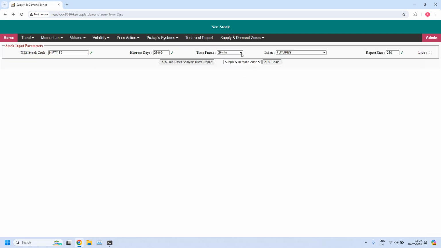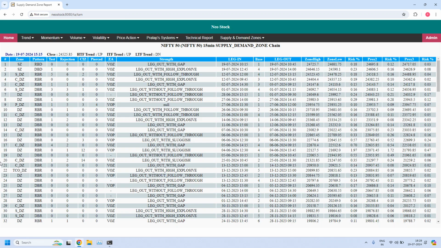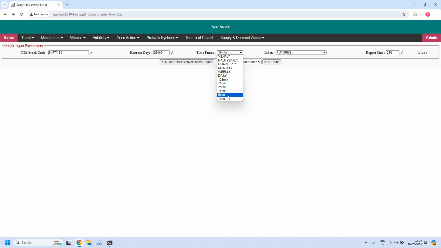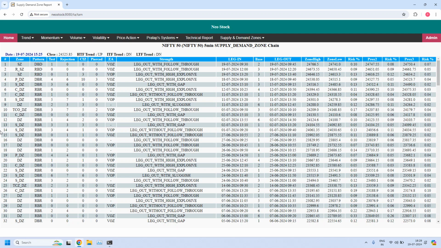Okay, the next time frame is 15 minutes. Now I am generating the 15 minute supply demand zone chain for Nifty. Okay, let me go back, changing the time frame to 5 minutes. Now I am generating the Nifty 5 minute supply demand zone chain. So this is about the Nifty supply demand zone chain for different time frames.